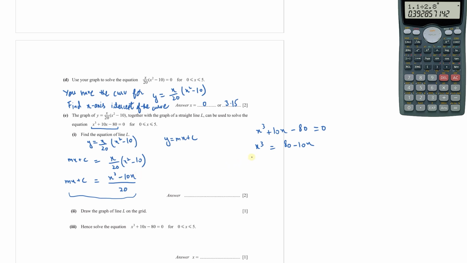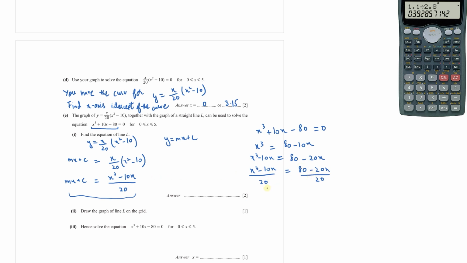So x cubed minus 10x, that means x cubed minus 10x. And if I subtract 10x on this side, I will get minus 20x. And then I have to divide by 20. So x cubed minus 10x divided by 20. And this will be 80 minus 20x divided by 20. So now I have the equation of the curve on one side, and on the other side I will have the equation of the line.